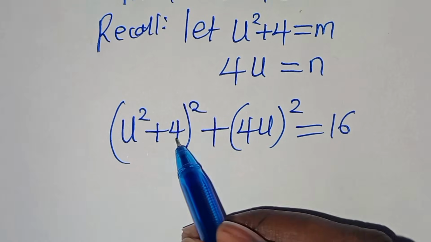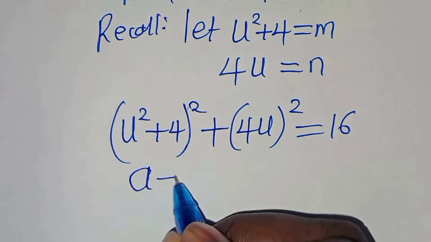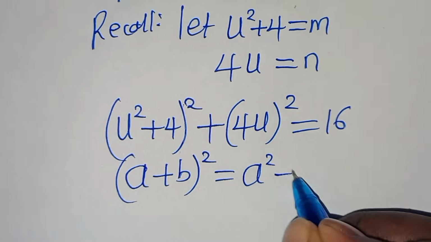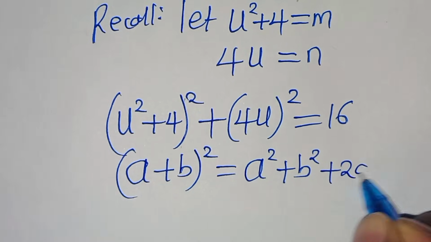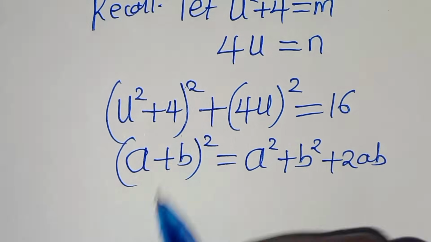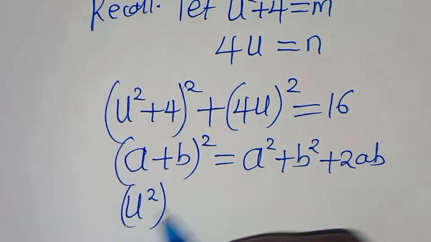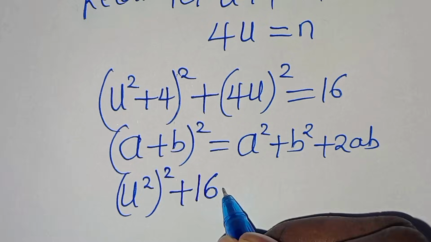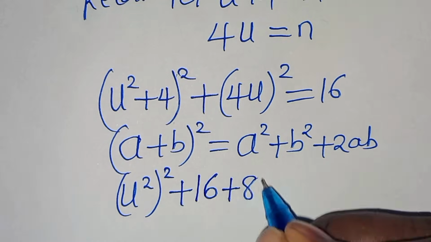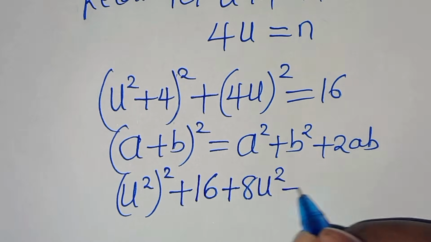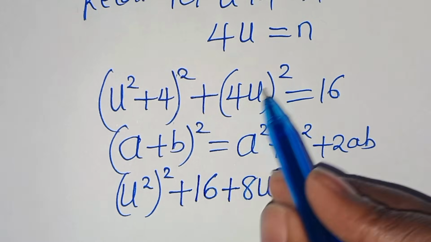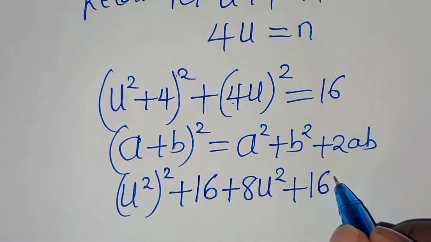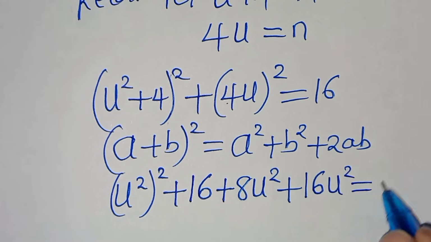Now, (u^2 + 4)^2 is in the form of (a + b)^2, which we can express as a squared plus b squared plus 2ab. So this means we have (u^2)^2, then plus 4 squared, which is equal to 16, then plus 8u^2, then plus, here we have (4u)^2. This is 4 squared, which is 16, multiplied by u squared. This is equal to 16.